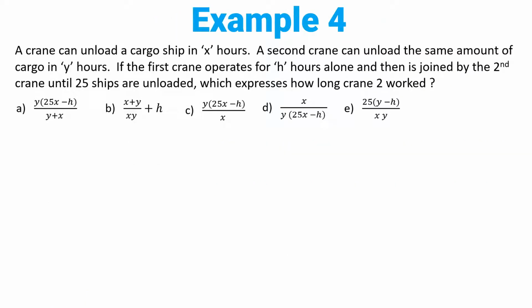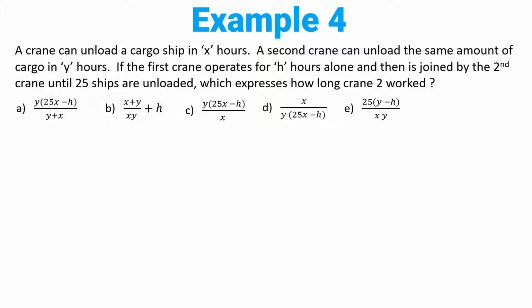Example 4. A crane can unload a cargo ship in X hours. A second crane can unload the same amount of cargo in Y hours. If the first crane operates for H hours alone and then is joined by the second crane until 25 ships are unloaded, which expresses how long crane 2 worked?